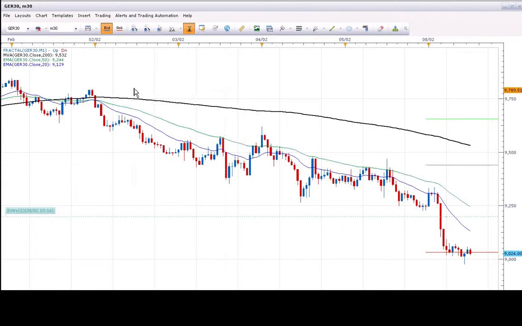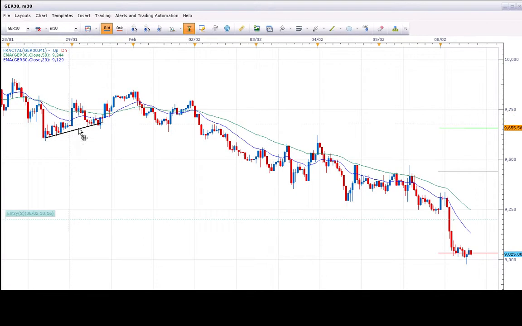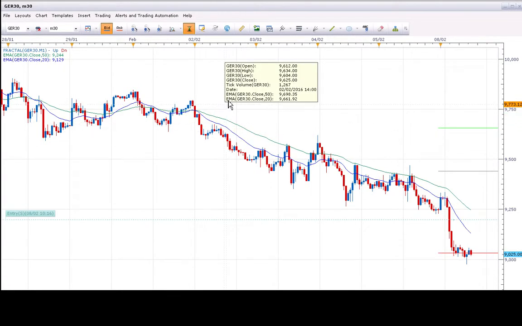Well, the easiest way to do it, and I'm just going to remove this 200 period average here because it's the daily one I was really only interested in. So I'm looking for times where the faster moving average, which is the 20 periods, is crossing below the slower moving average, which in this case is the 50, the green line. So every time the blue line crosses below the green line, that gives us a signal to sell. And I only want selling signals because we're in a bearish market.